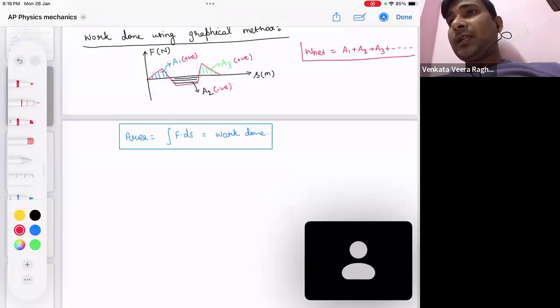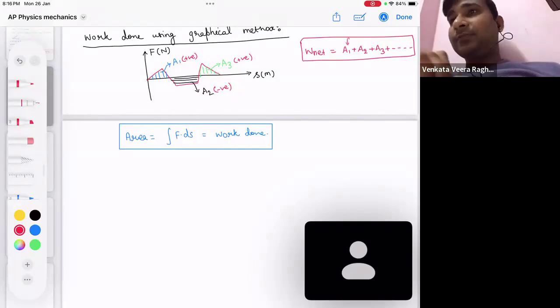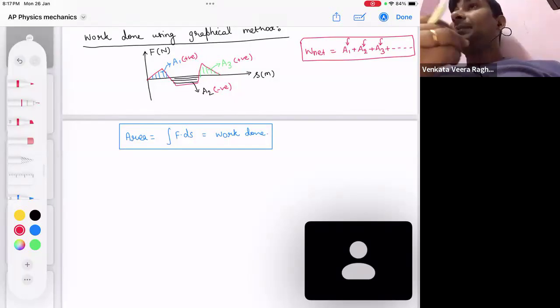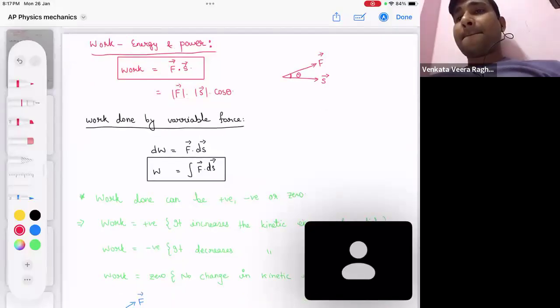But when we write the values of A1, A2 and A3, we must not forget their sign. If A1 is positive, we put a positive value. If A2 is negative, we put a negative value. A3 positive, again a positive value. So when you are using the graphical method to find the work done, please keep the area with its sign. Understood this one? Please tell me, is it clear up to this part?